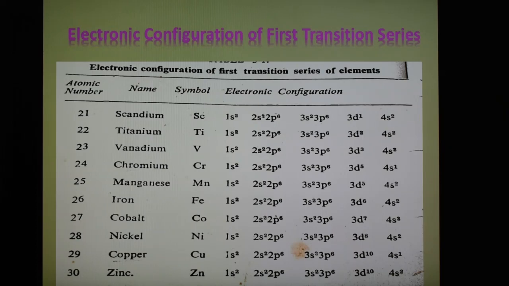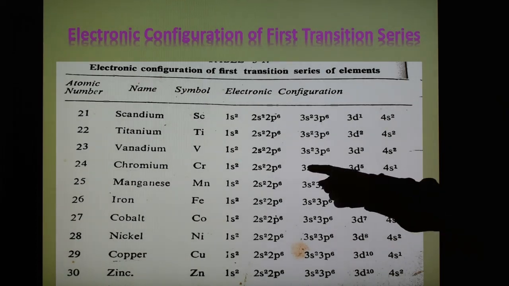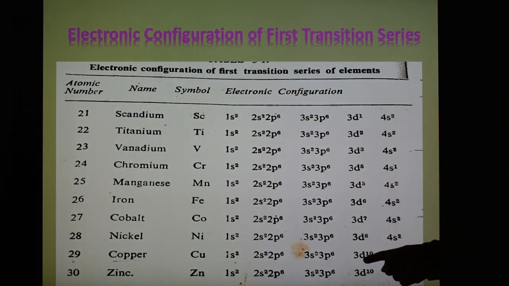So there are only 2 exceptions here. Chromium and copper have exceptional configurations: in chromium 3d5 4s1, and in copper 3d10 4s1. This can be explained on the basis of the principle of extra stability: half filled and completely filled orbitals are more stable. So this is the electronic configuration of the first transition series elements.